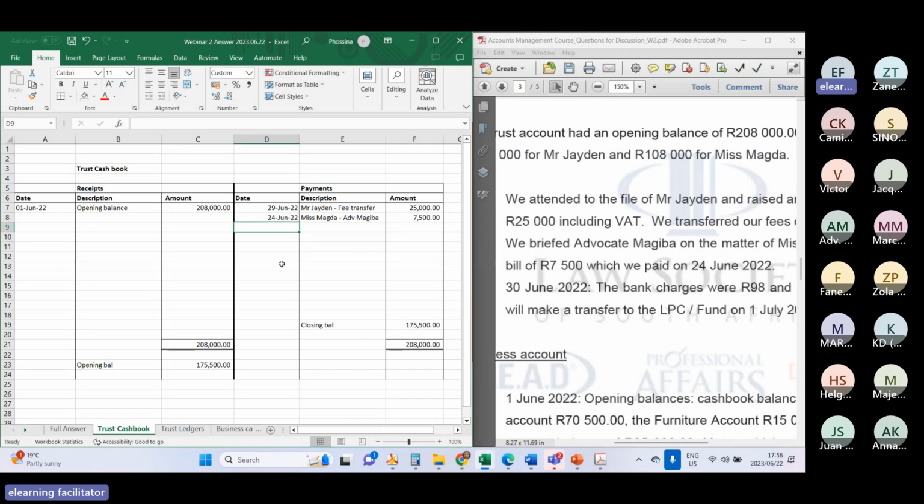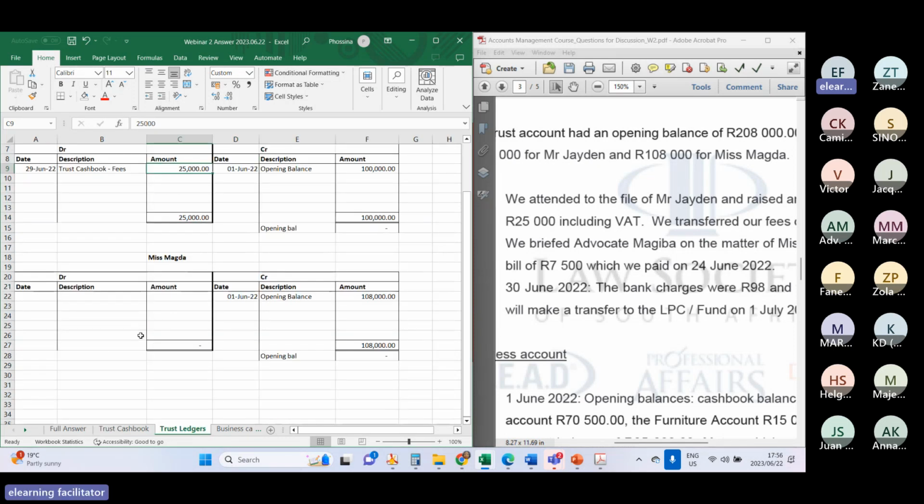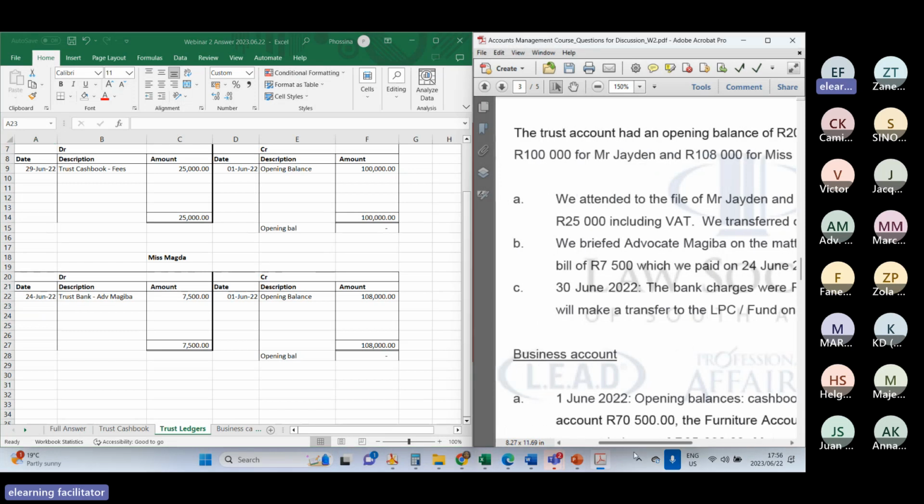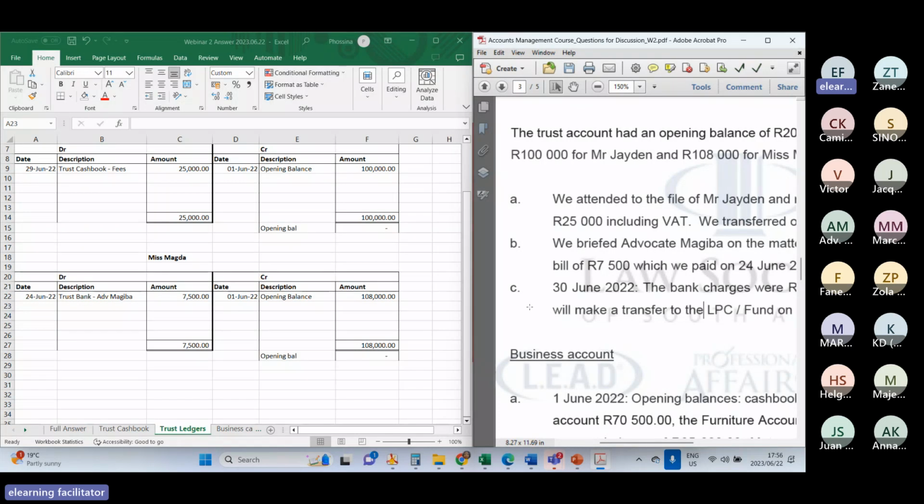7,500. So when we are paying, then it means we go to our trust ledgers. We look at Ms. Magda. We have credited, and then the side we're going to debit so that we complete the double entry. Like that. So it's a trust bank. We are paying advocate Magiba. So how much is it? 7,500. Okay, so which means our account is now lower, and also our creditors, we are owing them lower. Okay, and then the next one, and probably the last one, and then we'll cover the rest in our next session so that I do not take your time.